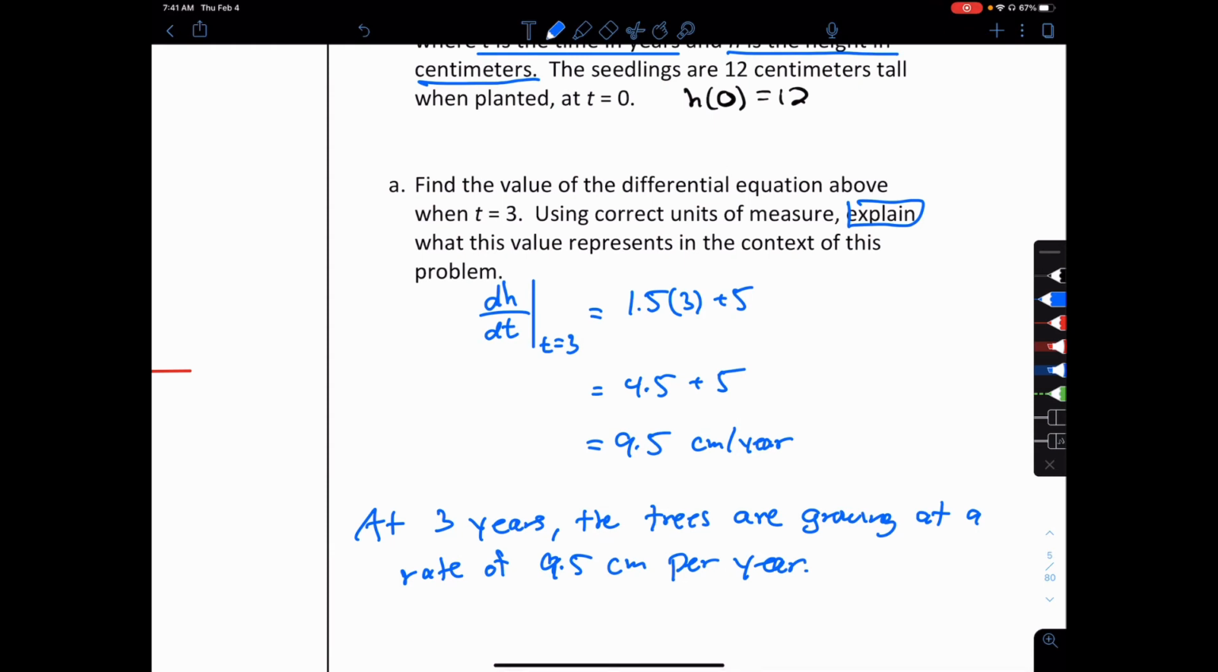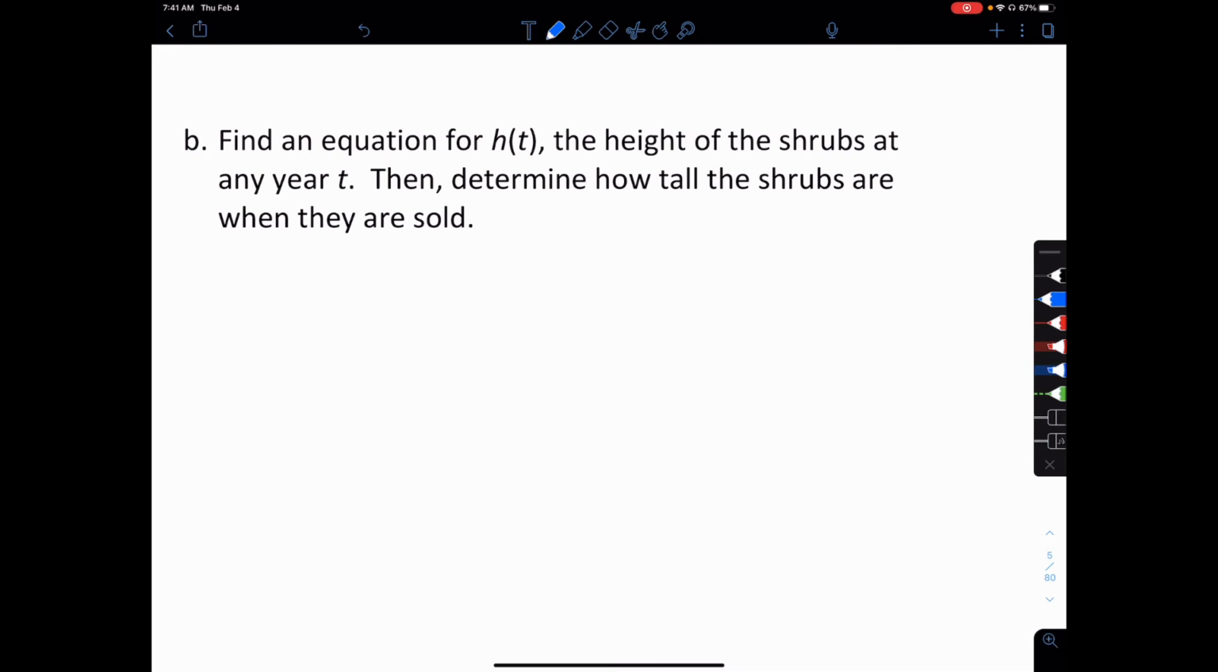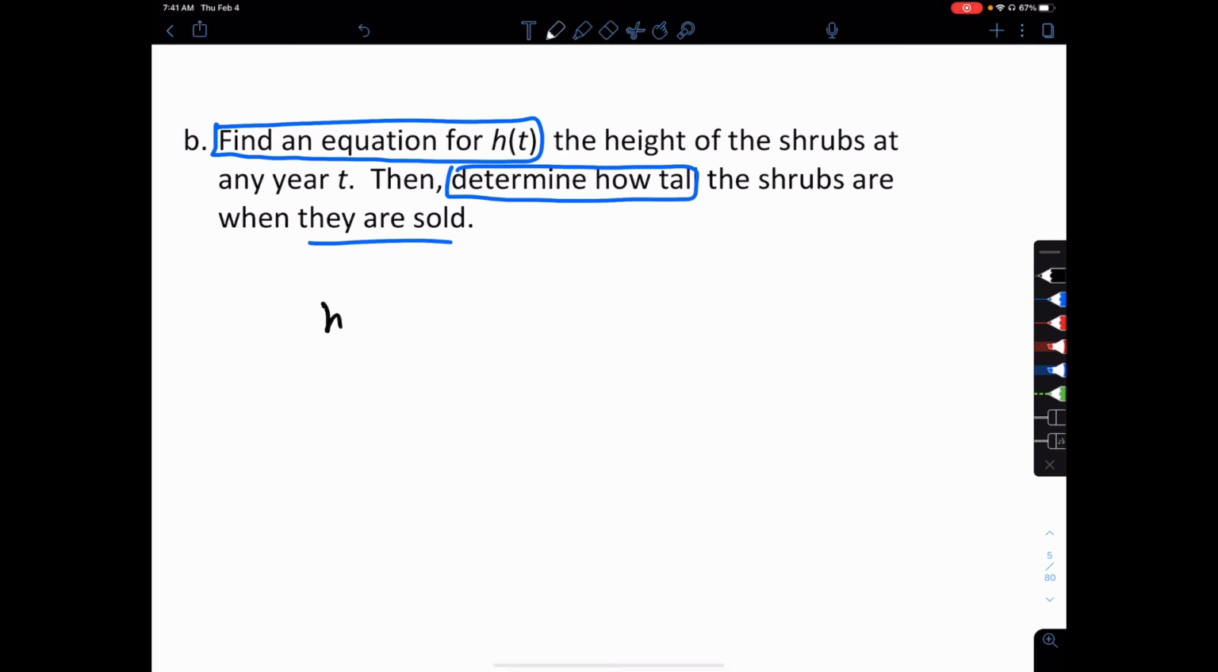All right, part B. Find an equation for h of t, the height of the shrubs at any given year. Then determine how tall the shrubs are when they are sold. So we got two parts. We got to find the equation of h of t, and then we have to determine how tall they are when they're sold. To find the height, we're going to have to integrate the change in the height with respect to time.